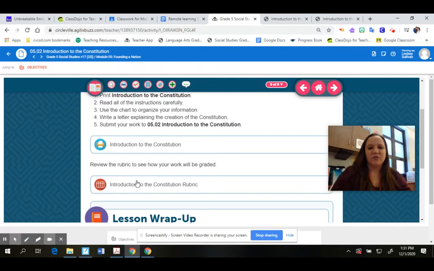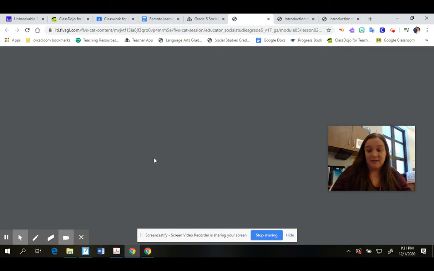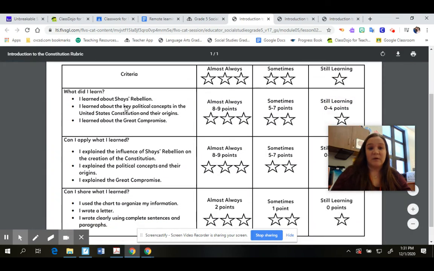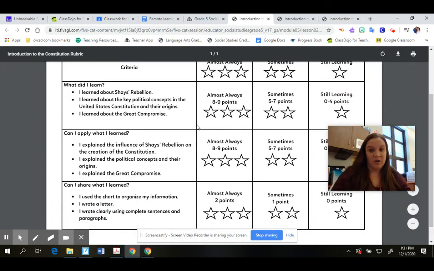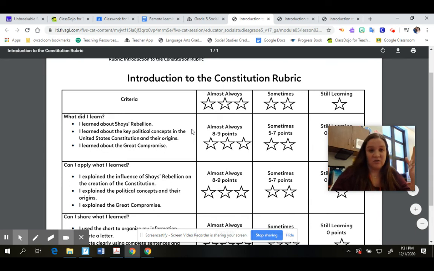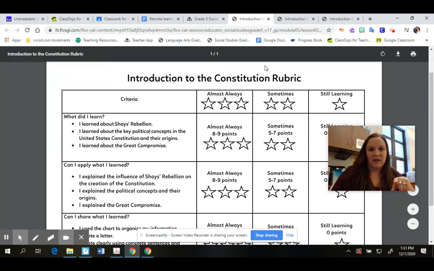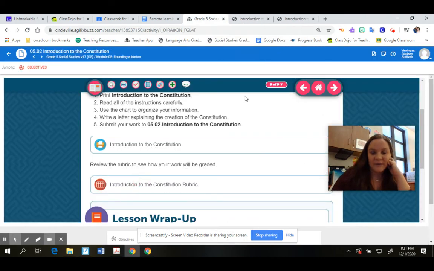And then this is your rubric. This is what I will be looking for to grade it. So if you want to make sure that you're doing what you need to do to get that almost always star, then this grade rubric is what you would be looking at.